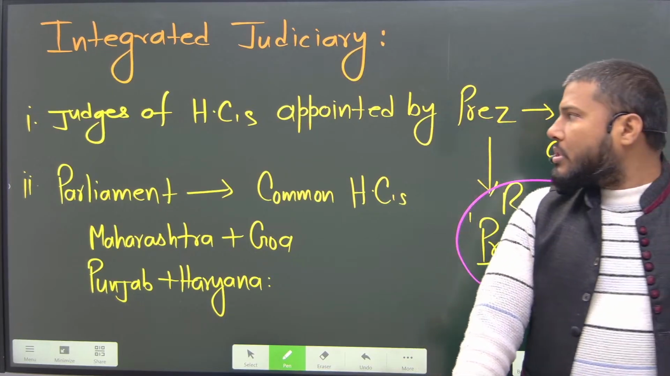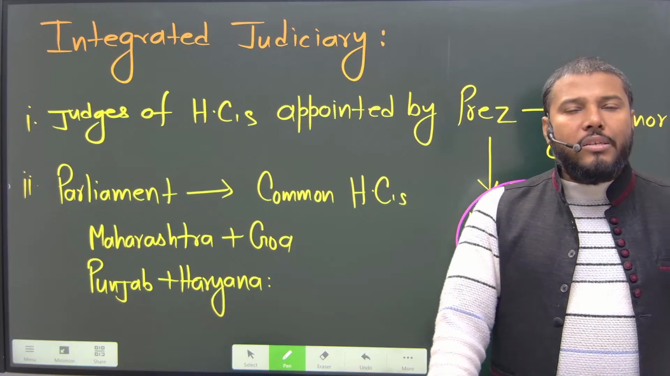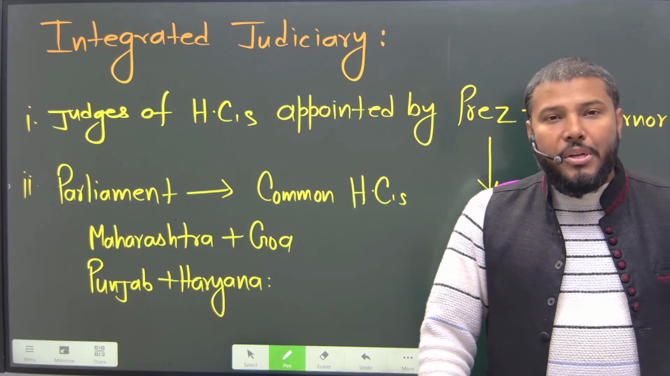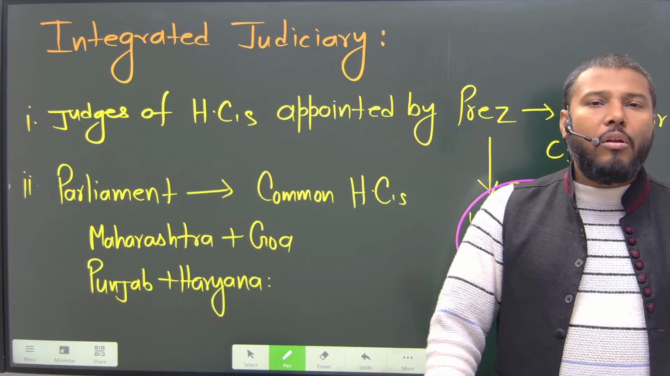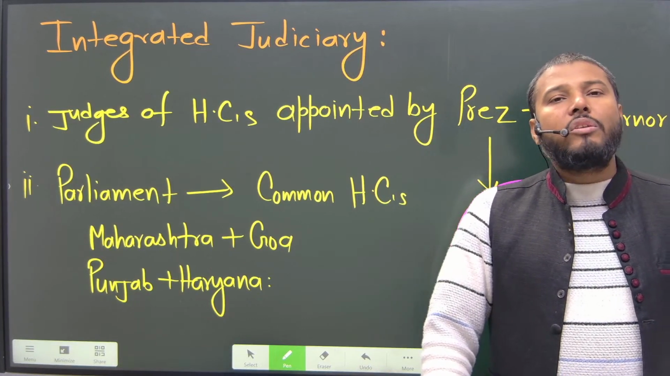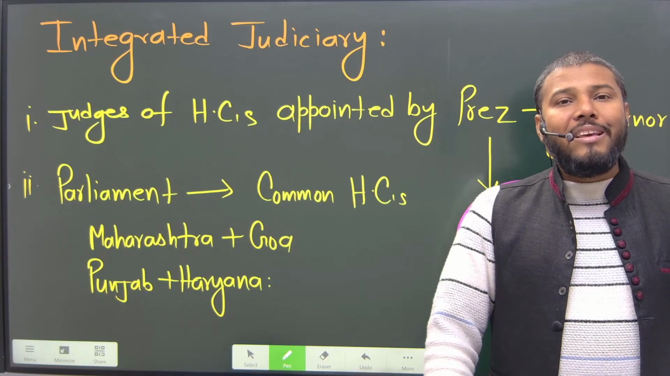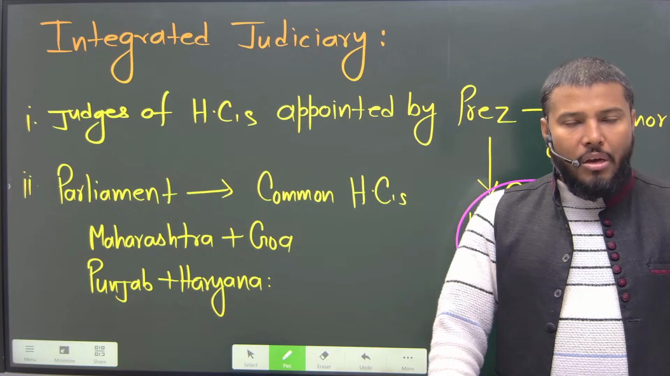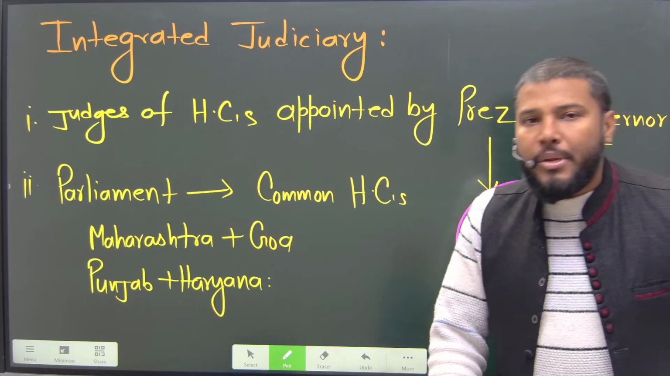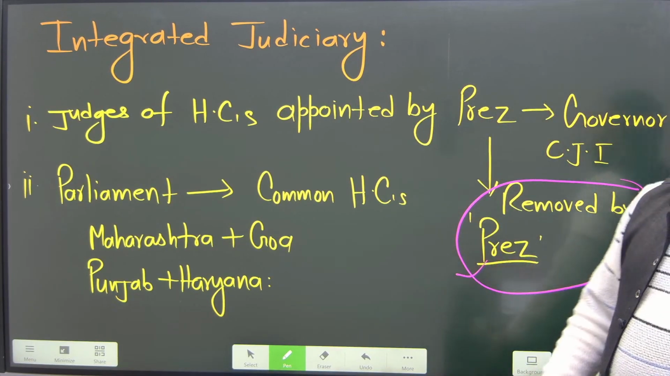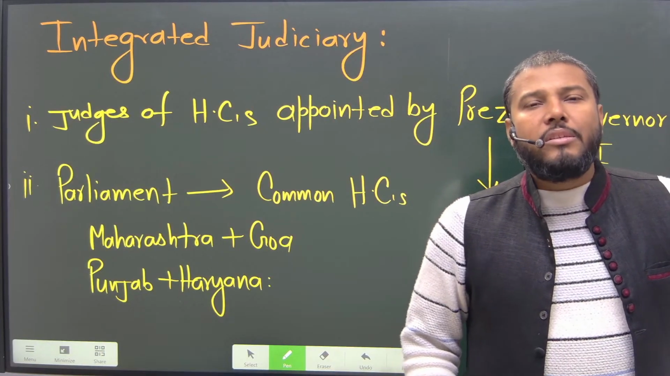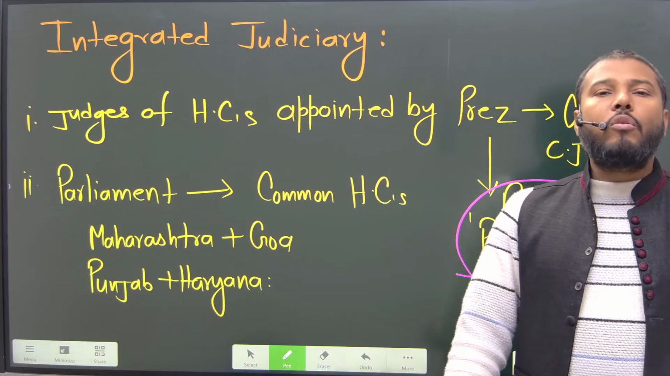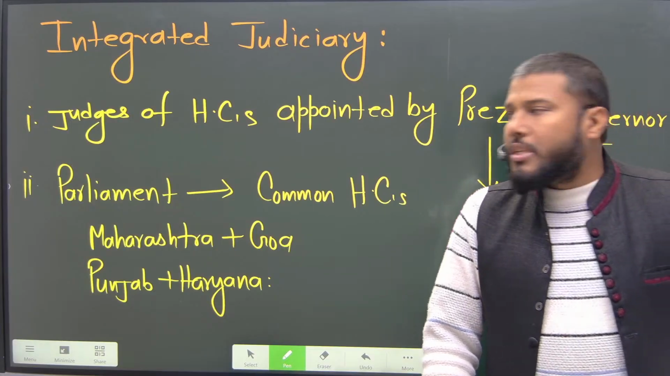So the chief justices and other judges of the high court are appointed by the president on the recommendation of the governor and in consultation with the chief justice of India. But they can only be removed, the judges of high court I am talking about, by the president. You see, again our parliament or the central government is enjoying the upper hand. So the judges of high courts can only be removed by the president of India.